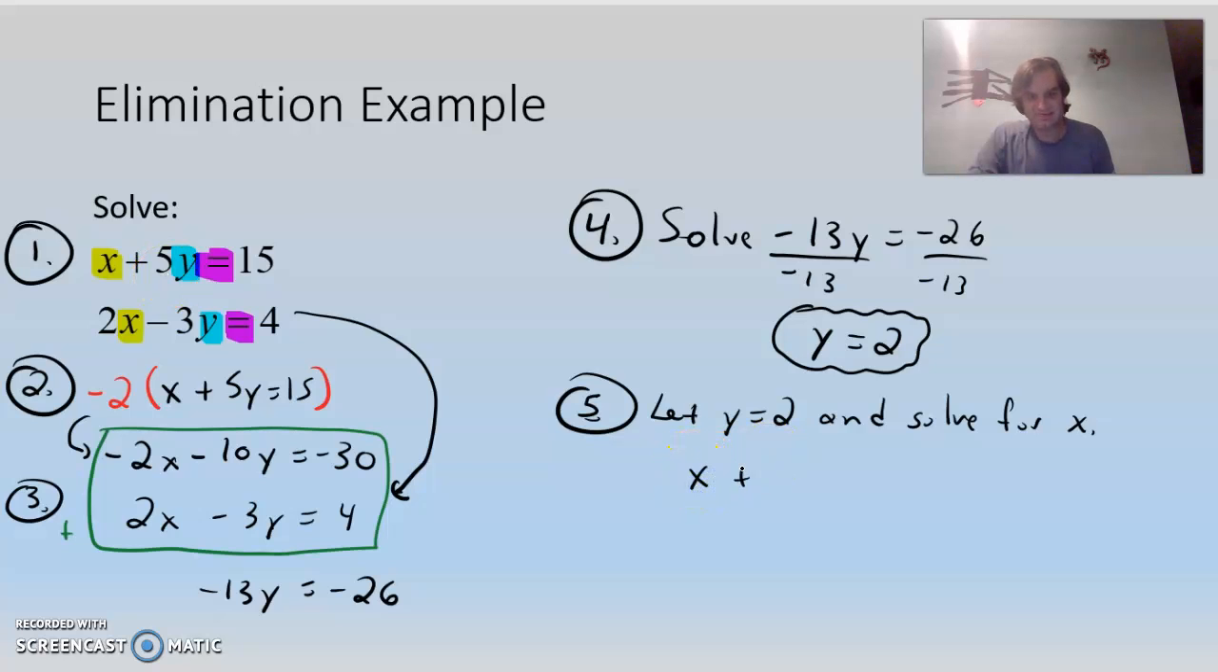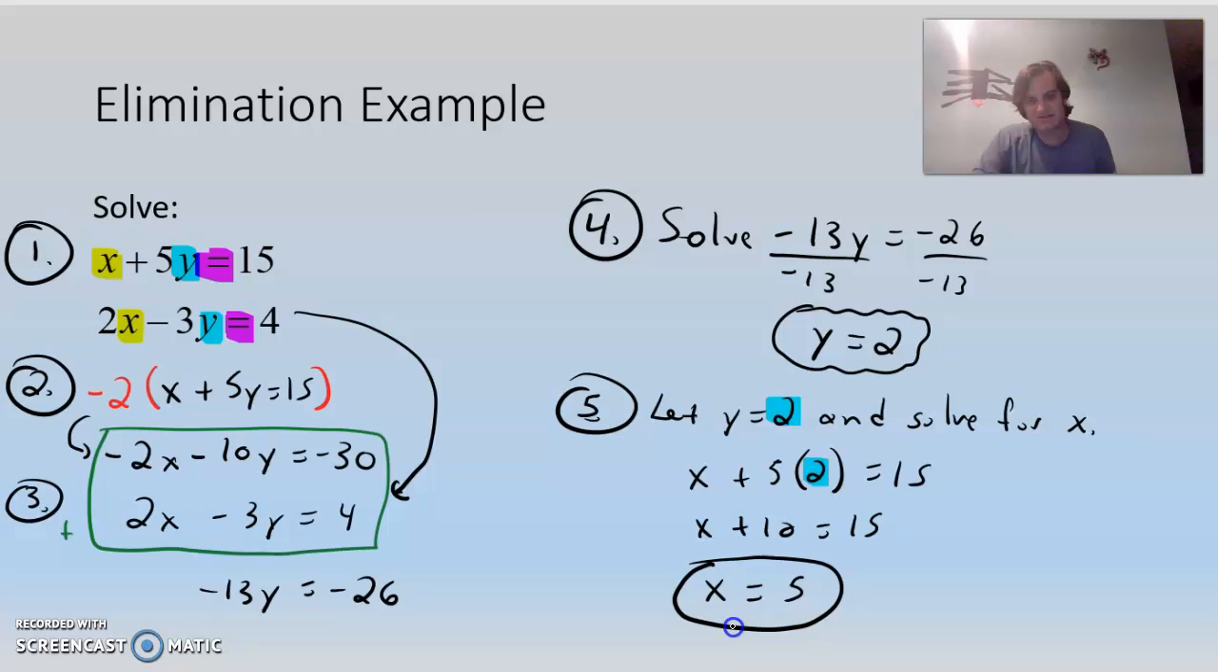So we'll have x plus 5 times 2 equals 15. So there, y was 2. We're just going to solve for it. So I get x plus 10 equals 15. Subtract 10 from both sides, so I'll have x equals 5. So the solution to this system would be x equals 5, y equals 2.